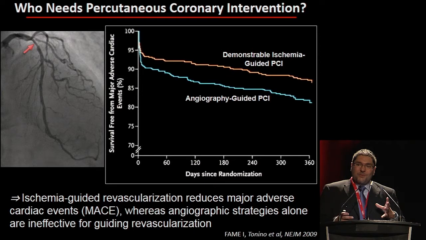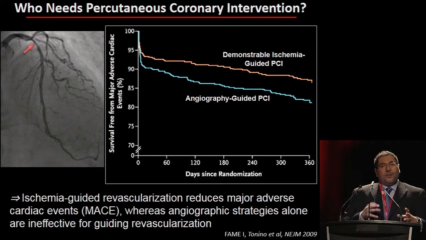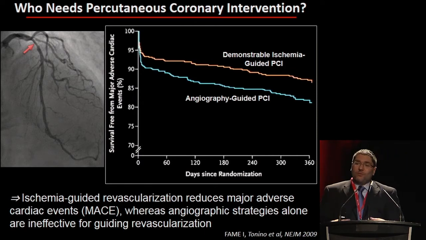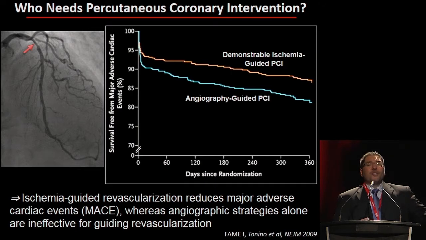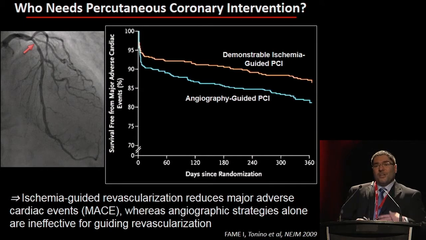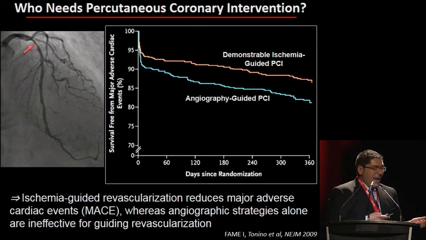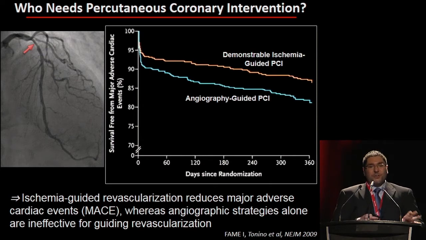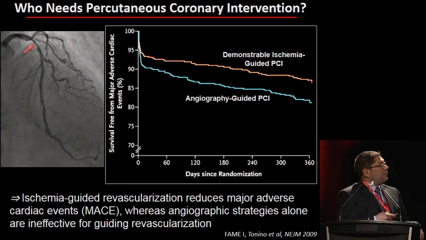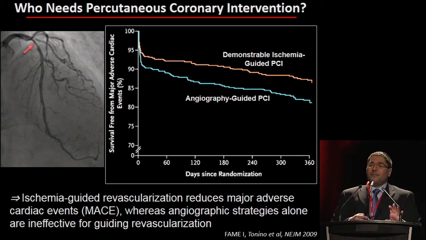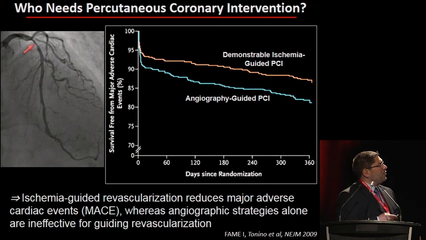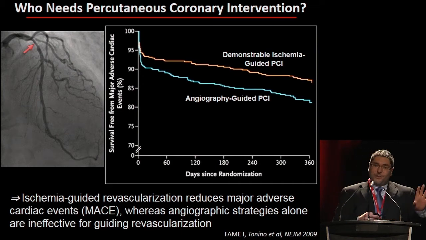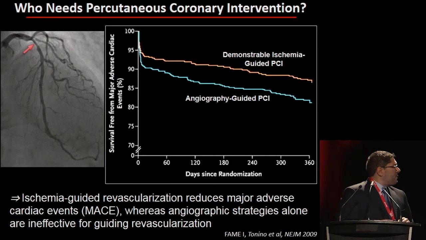Now, over the last decade, a lot of effort has been expended to see whether thinking about the end organ, rather than the pipe that's taking the blood to that organ, helps us do better for the patients. And in fact, if you decide who you're going to perform intervention on, who you're going to stent, based on being able to demonstrate that there is ischemia, patients are going to do better than if you just look at the percent stenosis and decide whether you're going to intervene based on the percent stenosis.